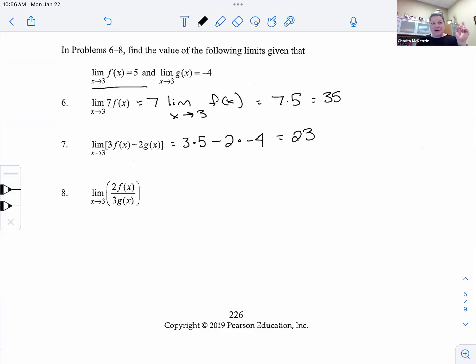Okay, same idea for 8, right? We're going to have to do 2 on the top and bottom, so it's 2 times the 5 on the top and 3 times the -4. As long as we don't make a 0 in the denominator, we're safe. So I'm going to have 10 over -12.